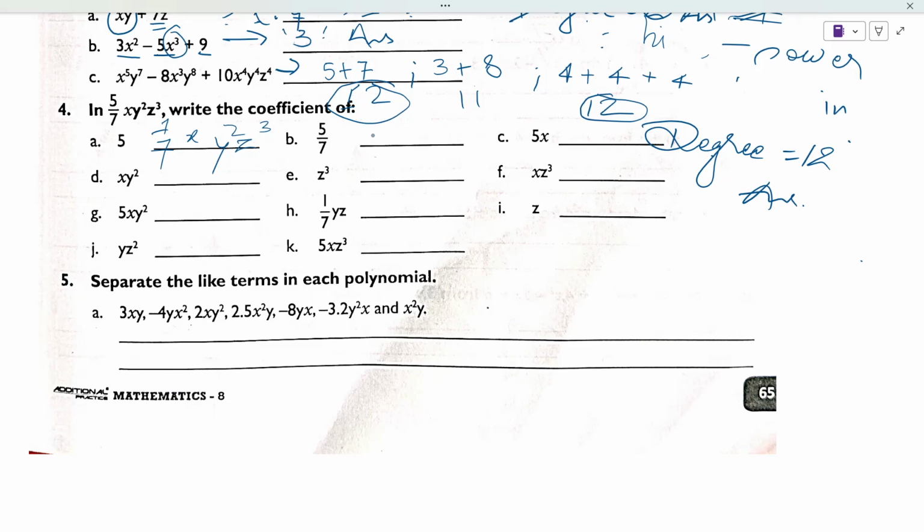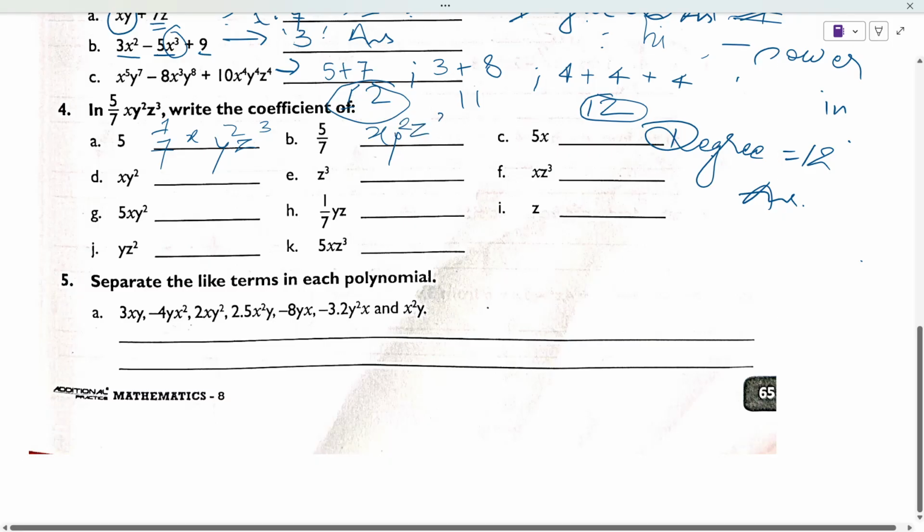Likewise in part B, the number is changed to 5 by 7, so you have to skip the number 5 by 7 from our entire term. Then you will be left with x y square z cube. So this will become the coefficient.